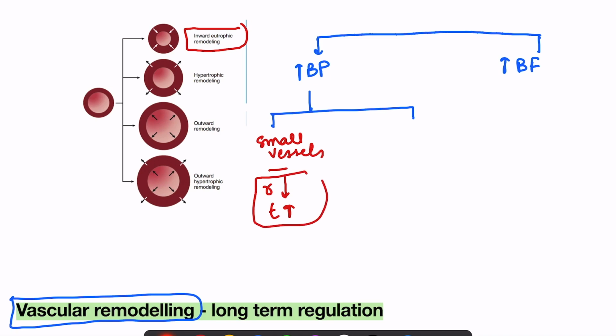wall. So you see, if this is the normal vessel and you compare this one, there is decrease in the radius and thickness of the vessel wall has increased. This is known as inward eutrophic remodeling. Okay. Small vessels which constrict in response to increase in blood pressure. If long-term increase in blood pressure is there, then this type of remodeling will take place in these vessels. So with decrease in radius and increase in thickness, there is no change in cross-sectional area, right?